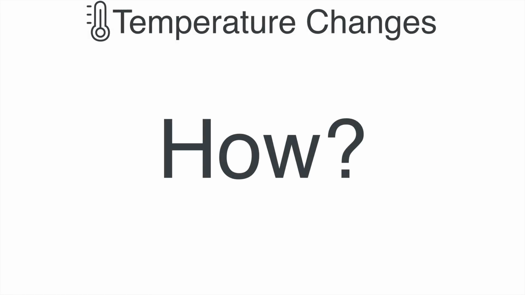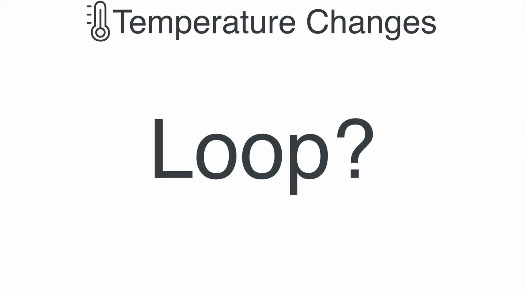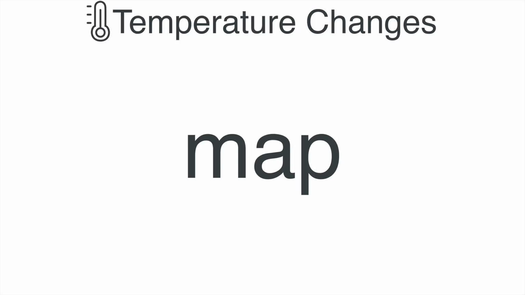So how should we go about making these temperature changes? Many of you are probably thinking about doing some sort of loop, such as a for loop or a while loop. That's an understandable approach, as that's pretty much the way everybody's taught. But there's a simpler way of doing this, using the map function.